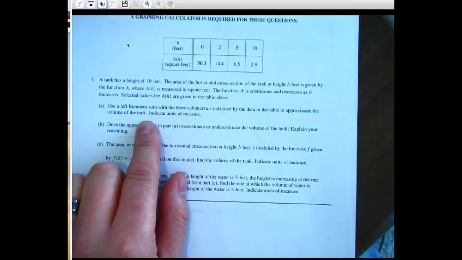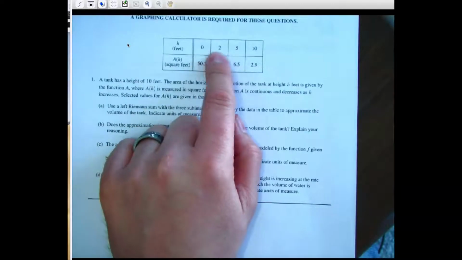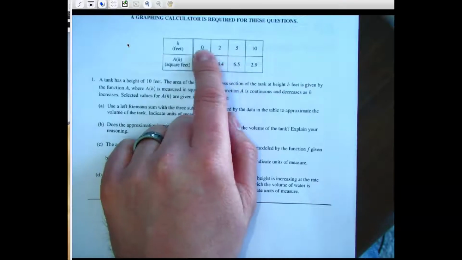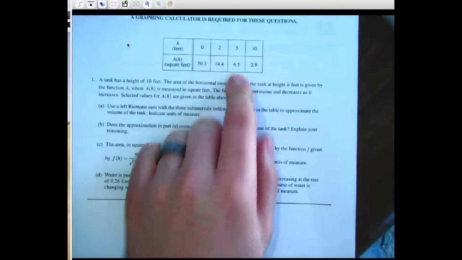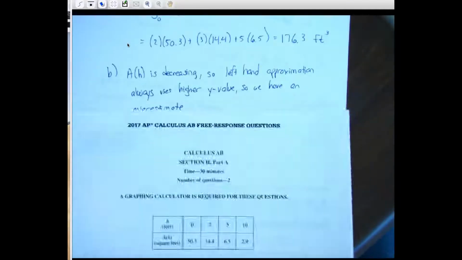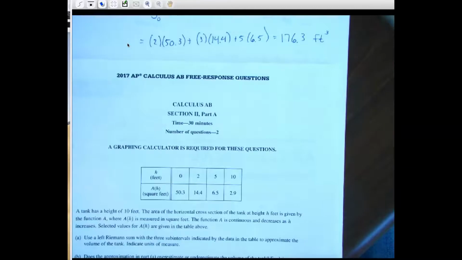So left Riemann sum with three intervals. The base here is 2 times the left-hand endpoint, plus 3 times the left-hand endpoint, plus 5 times the left-hand endpoint. So that gives you this answer right here. You don't have to show the integral part there, but it was just helpful for me and maybe to explain it to you. Integrate the units, so we are in cubic feet there.